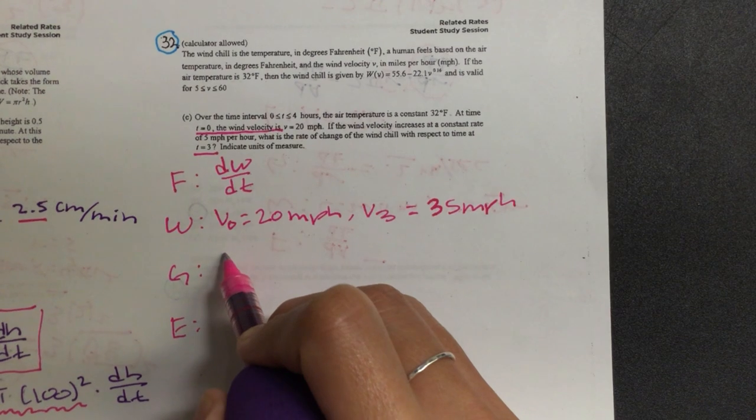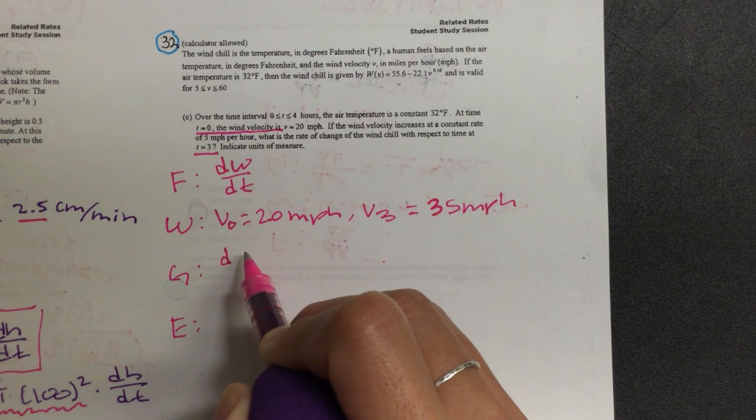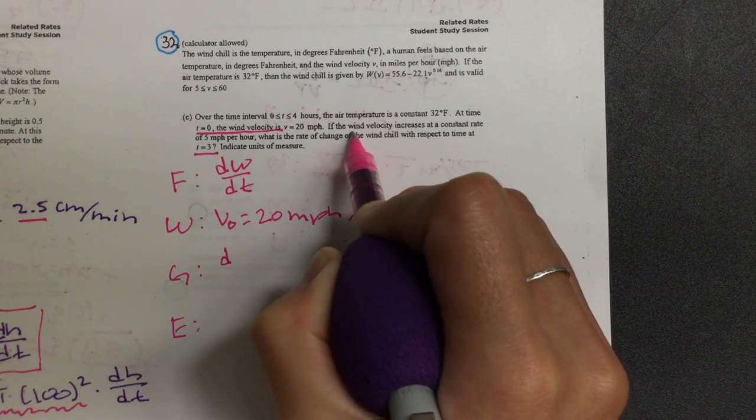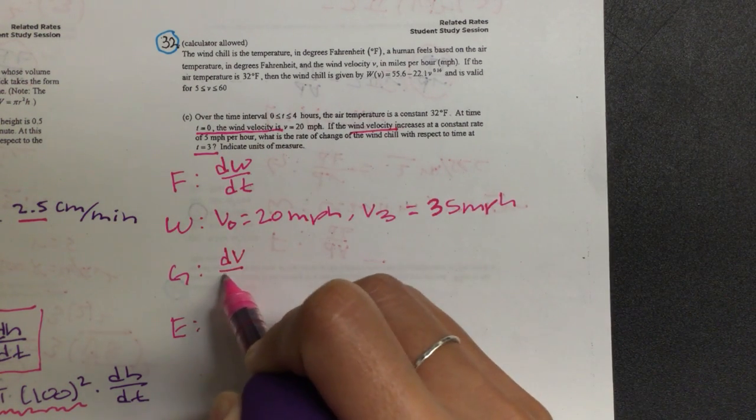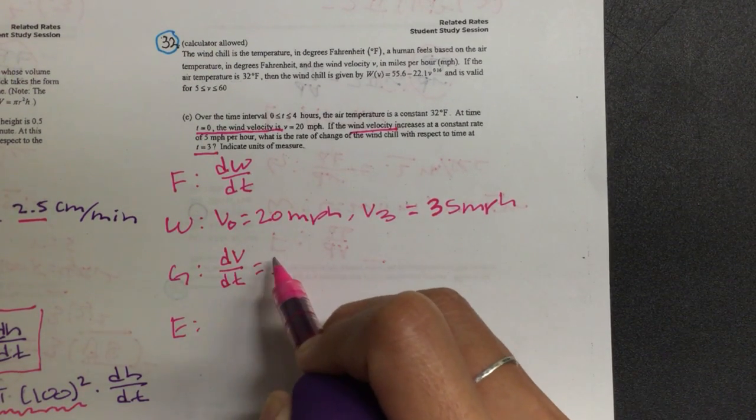And what rate was given to us? The rate of the wind velocity, let's call that dV over dt. And that's given to us as 5.